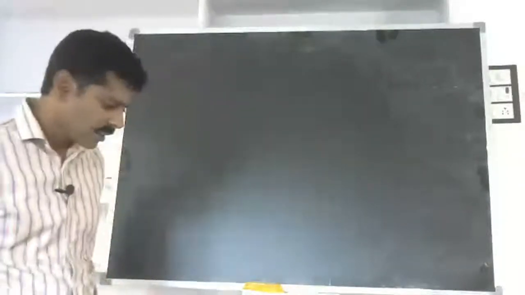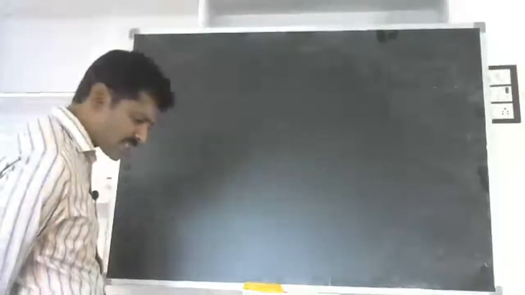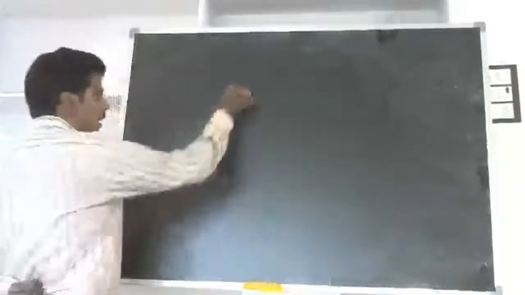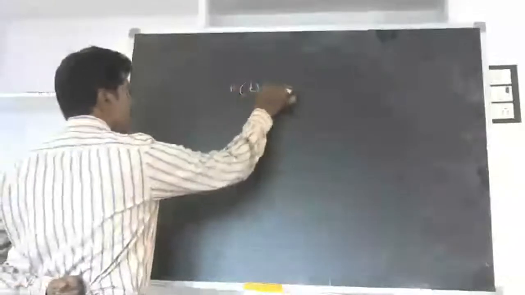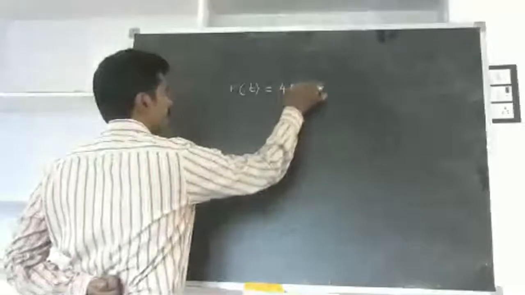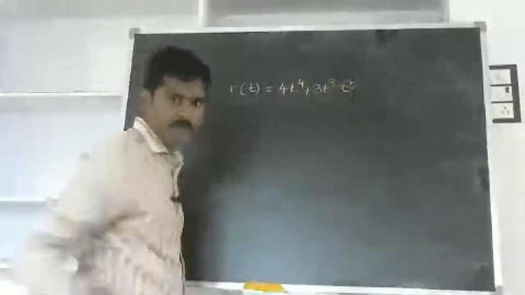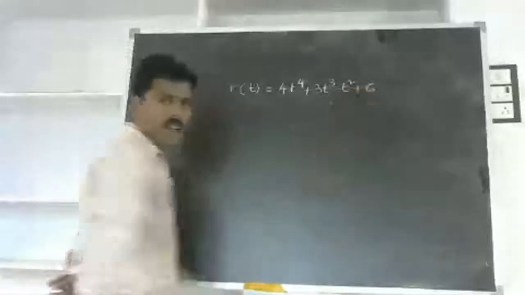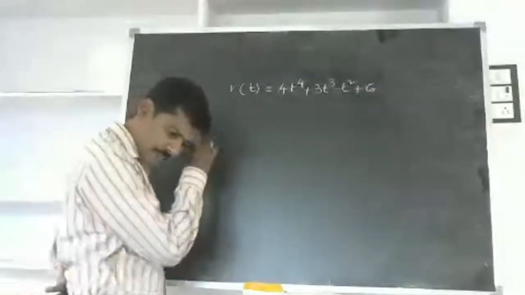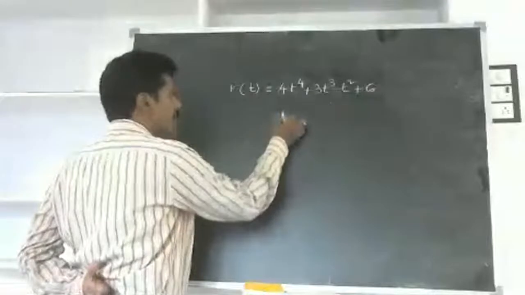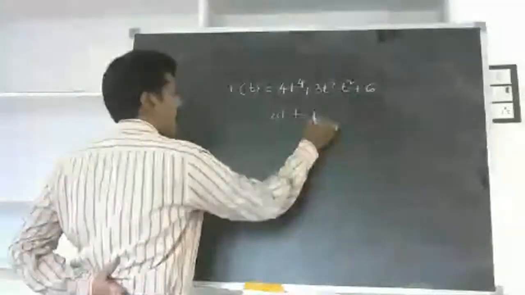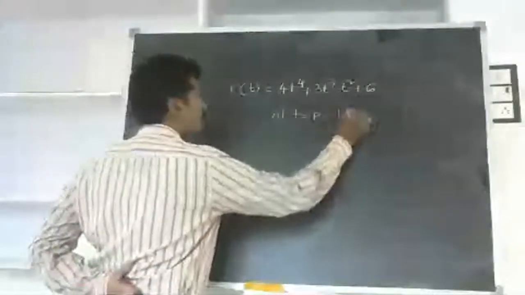Among the problems you did, the mistake most of you made is with R of t is equal to 4t power 4 plus 3t cube minus t square plus 6, and this is at t is equal to p, and p belongs to R.